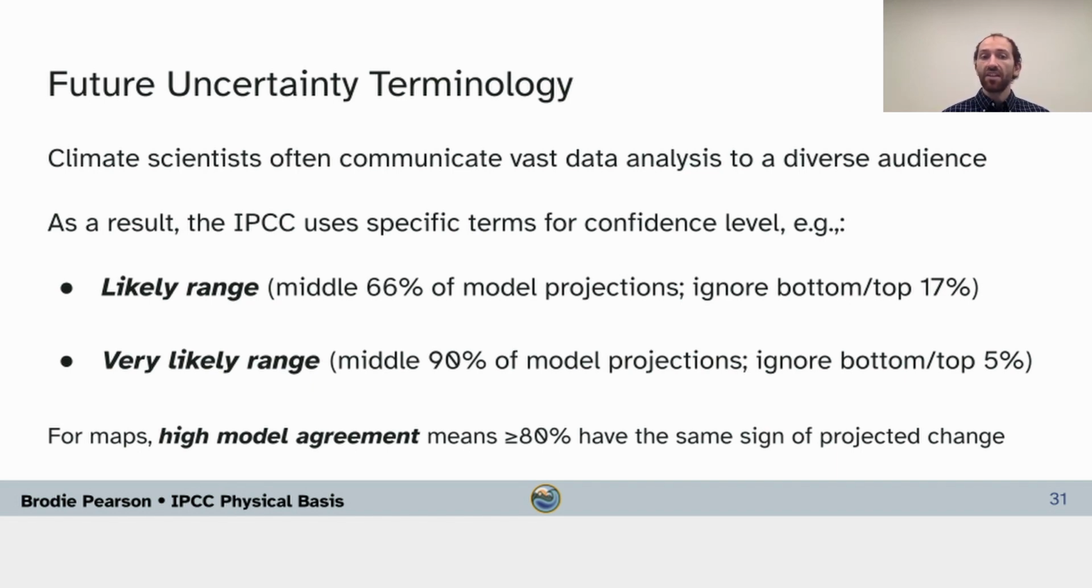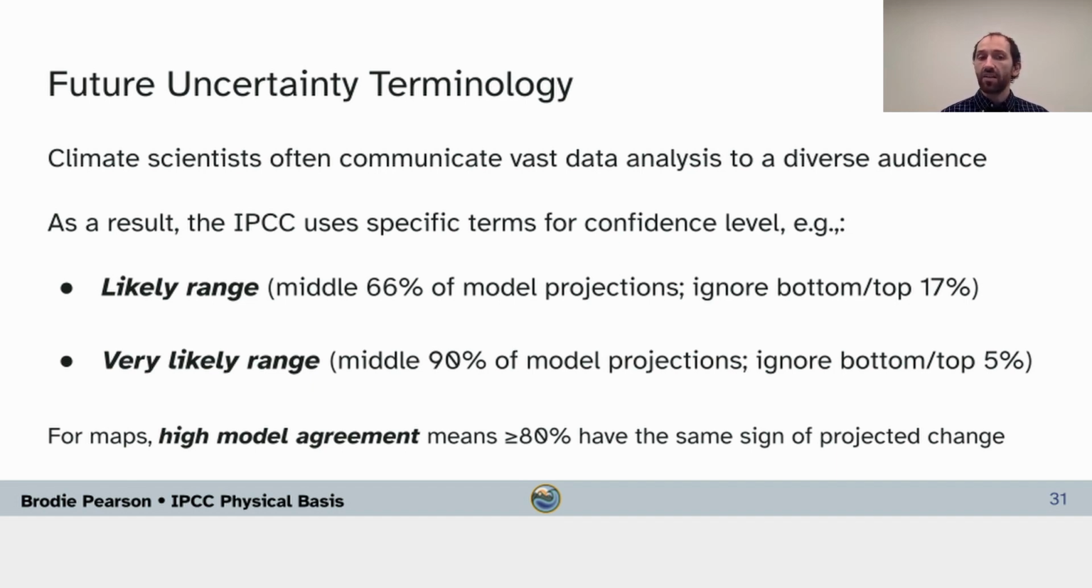Specifically, the things that they often talk about are likely ranges, which in the context of CMIP6 refers to the range of projections within the middle 66% of model projections, and a very likely range, which encompasses the middle 90% of model projections, so it ignores the bottom and the top 5% of model projections. And this is an easy way of analyzing and quantifying the uncertainty of projections, which is what you'll do in this next tutorial.